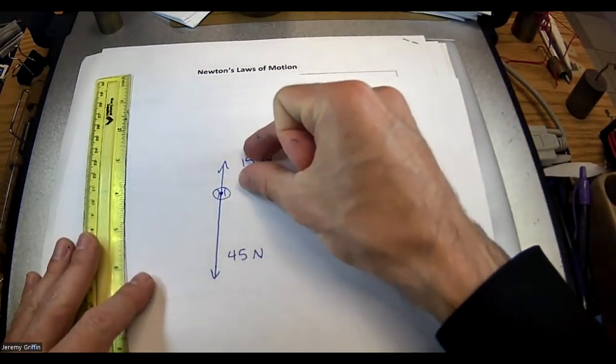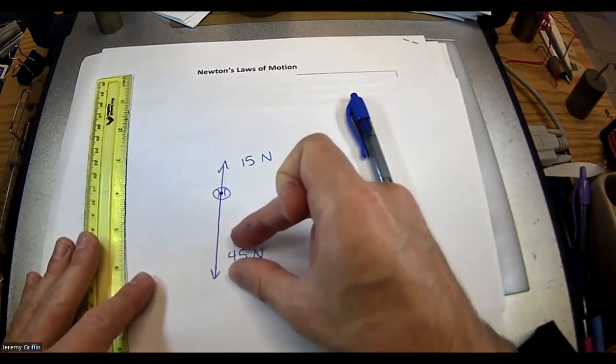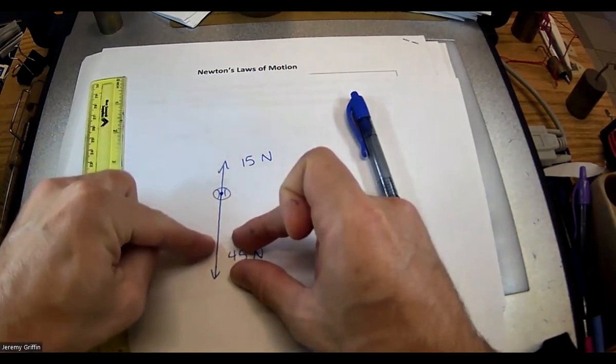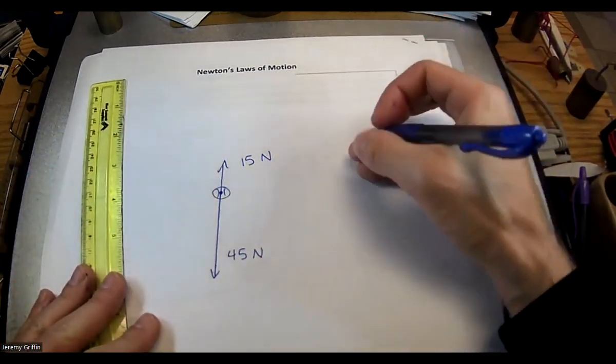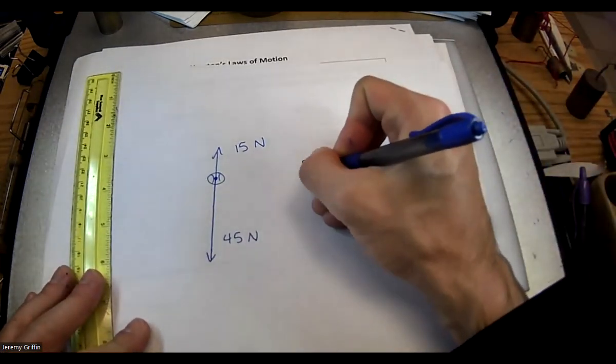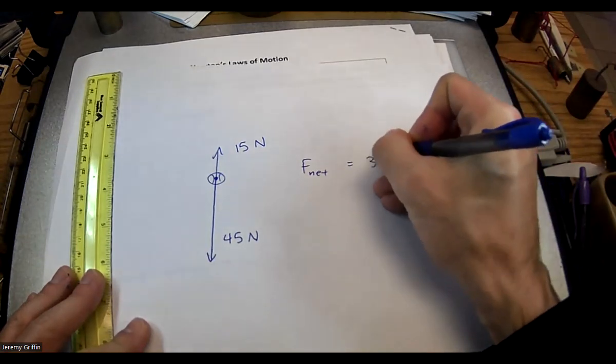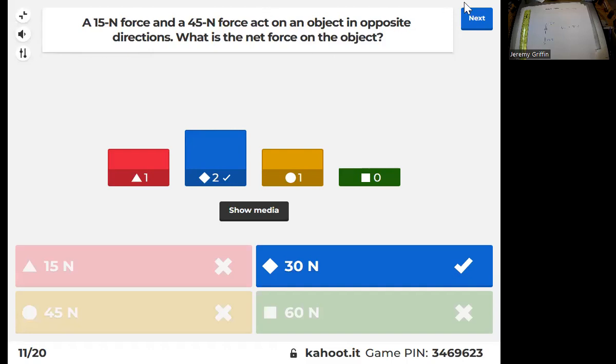Another way to think of that is you could add these tip to tail. So you could take the tail of this guy to the tip of this guy, and the resultant would be here to here, right? Which would be like 30 newtons. So 45 minus 15 is 30. 30 newton net force. F net is 30 newtons. Okay. Yeah, there you go.